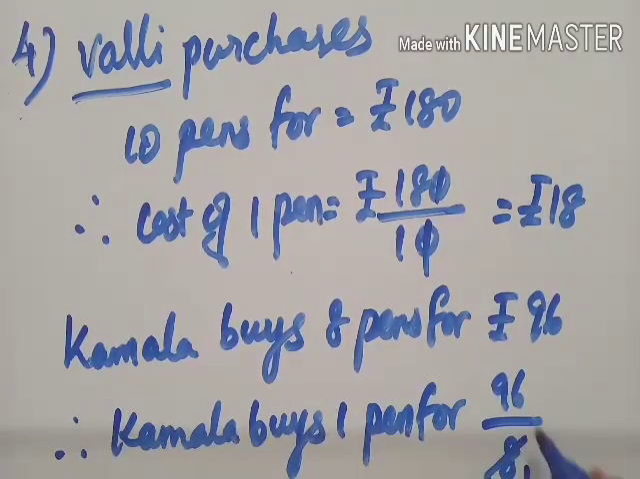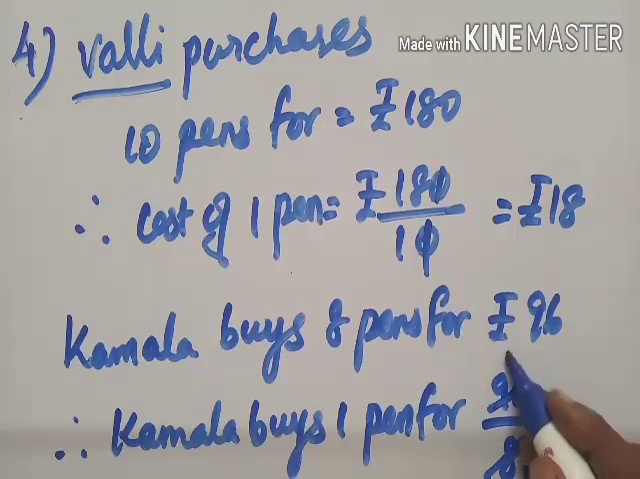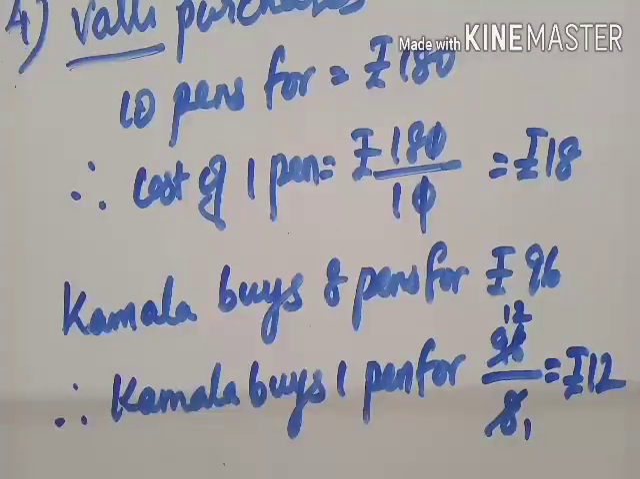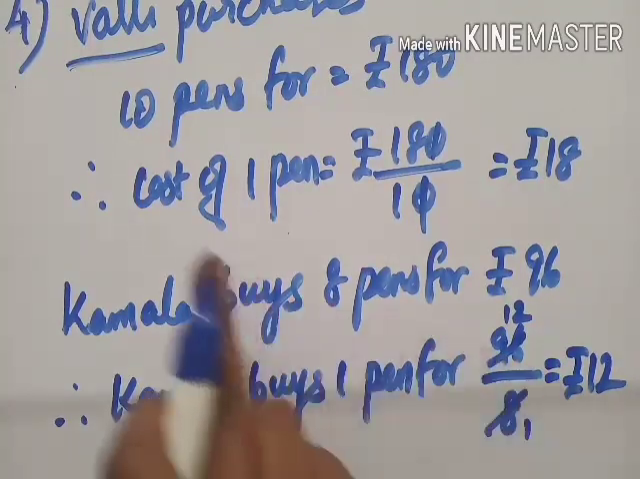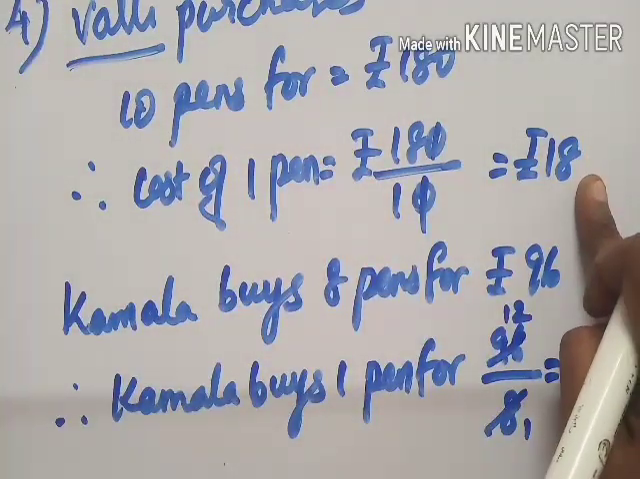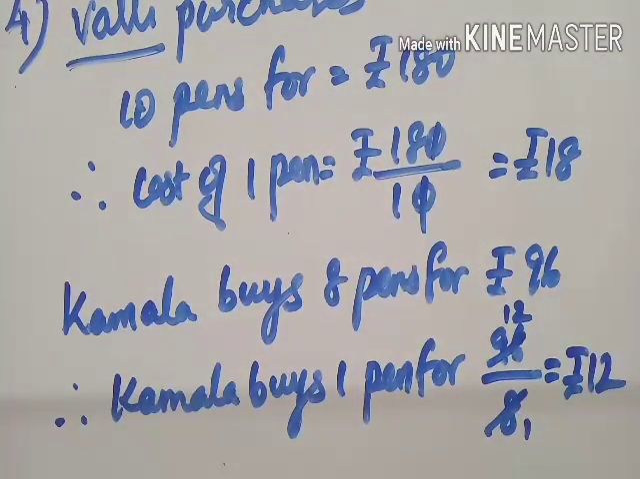8 ones are 8, balance 1, 6 0 left, 2 8s are 16. That is equal to rupees 12. So, Kamala buys 1 pen for how many rupees? 12 rupees. But Valli purchases 1 pen for how many rupees? 18 rupees. Here our question is what?